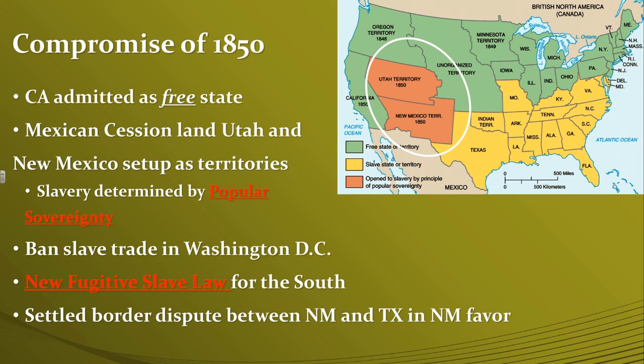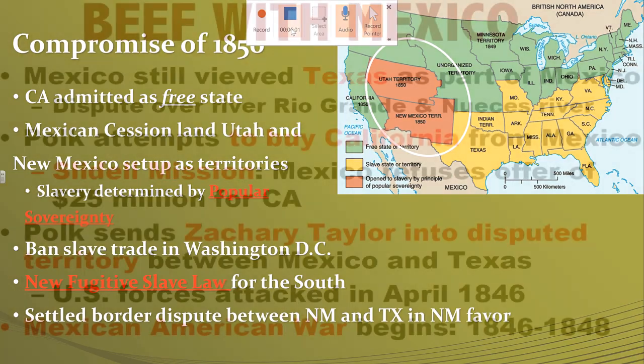sovereignty to rule those lands. Popular sovereignty, big vocabulary term, must remember, basically says that we're going to allow the people in those territories to vote and decide on whether or not they want to become slave or free states. Point number 3, you must know. No more slave trade in Washington, D.C. That's pretty significant, very symbolic, right? Our capital. And finally, point 4, the new fugitive slave law. And that's going to be a point of emphasis and a point that the Northerners are going to not like about this compromise.